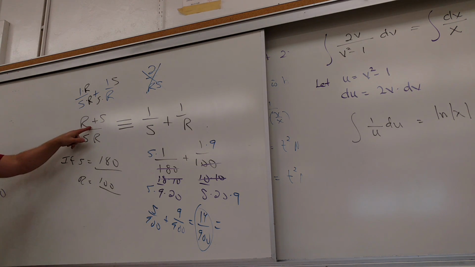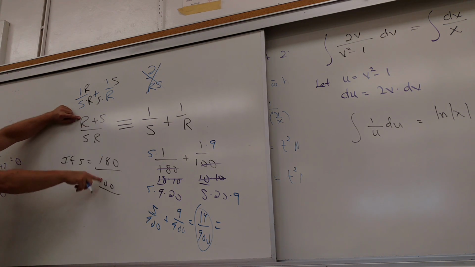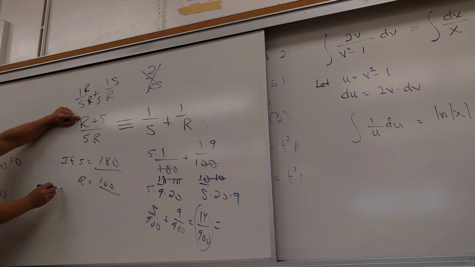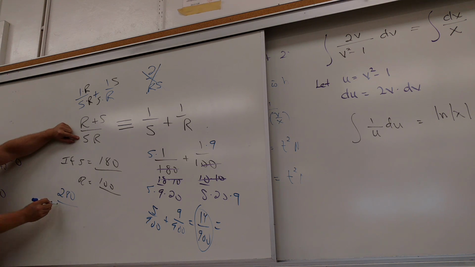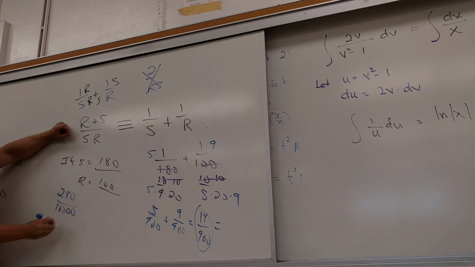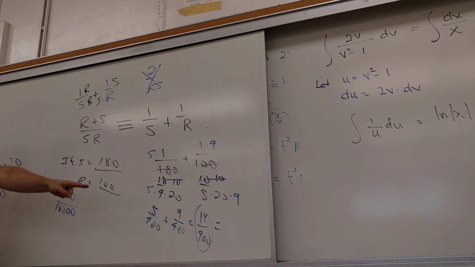So what do you get when you plug it in here? What's R plus S? 180 plus 100. Good, 280. And what's S times R? 100 times 180, so how many more zeros? 2 more zeros. And if you reduce that, you'll get to whatever that reduces. They have to be the same thing.